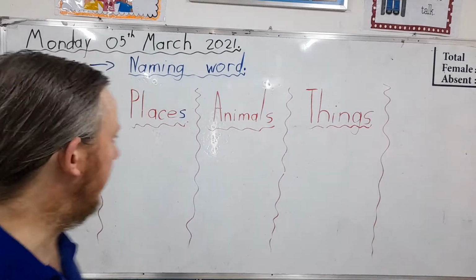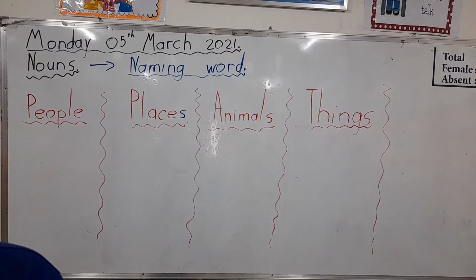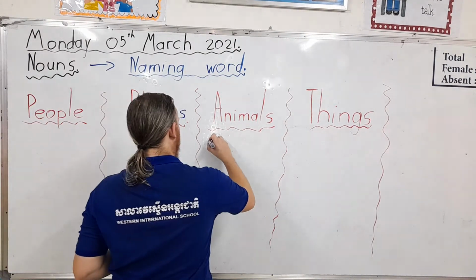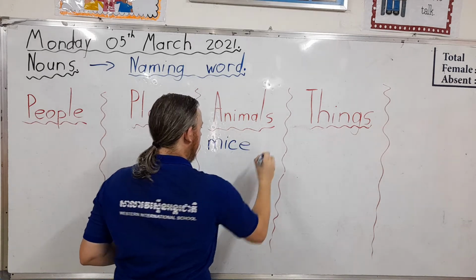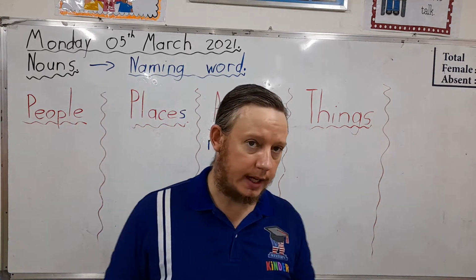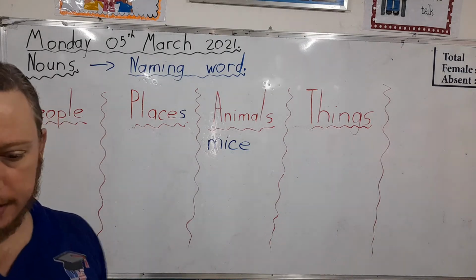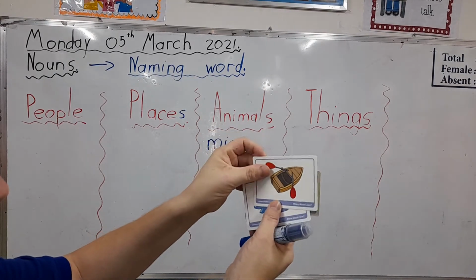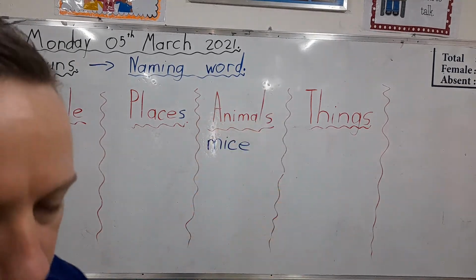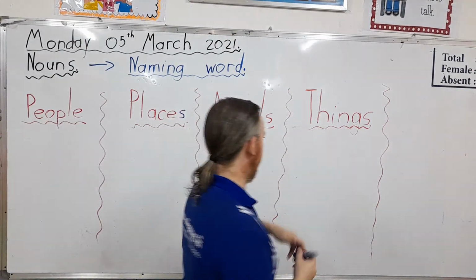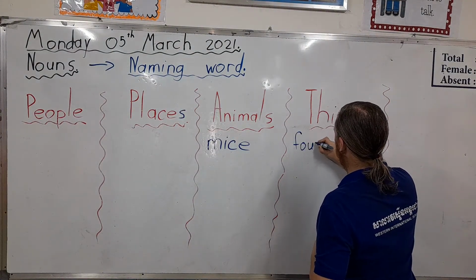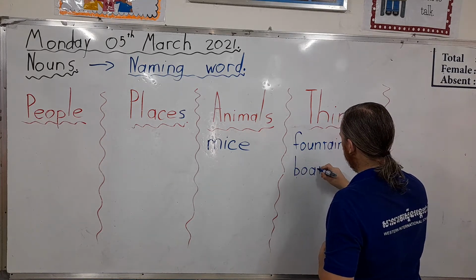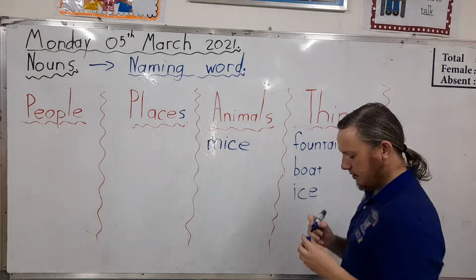So let's talk about the first one. Mice, no problem. Is that a thing, person, a place? Of course, it's an animal. So we're going to be focusing on the words that we've learned today and then be able to put them into these different categories. The next 3 we have is a fountain, a boat, and ice. These are all things. Fountain, boat, and ice. Very good.